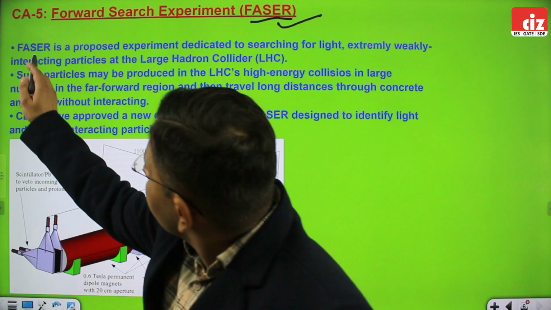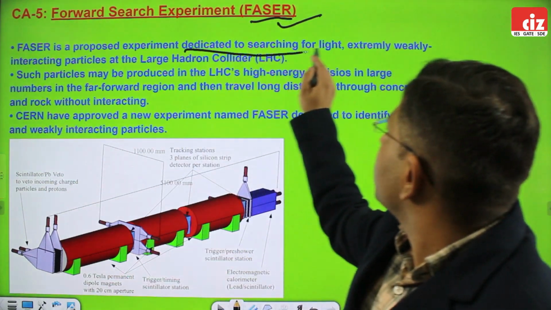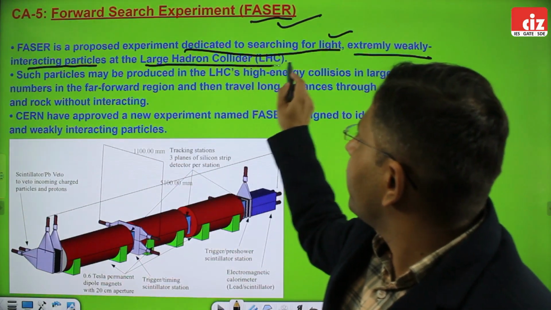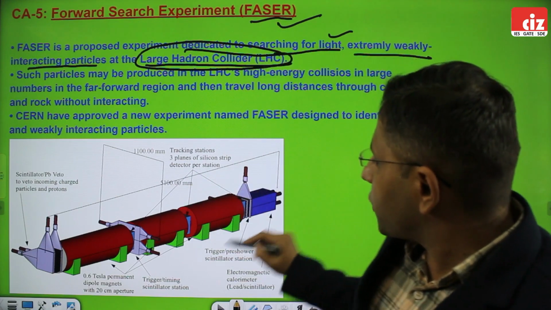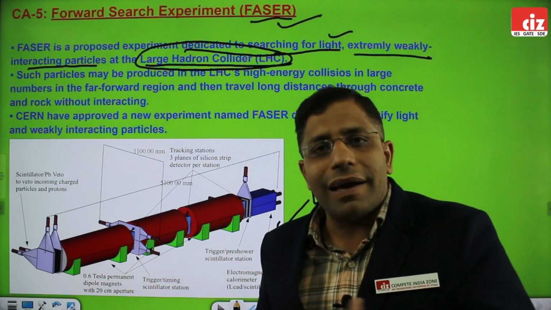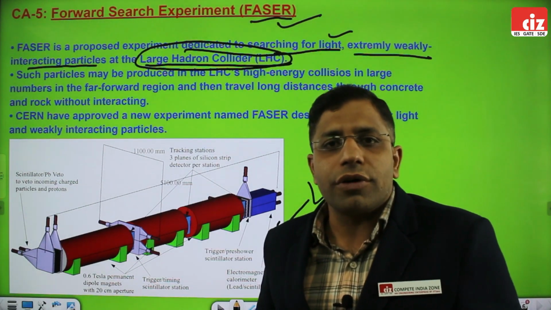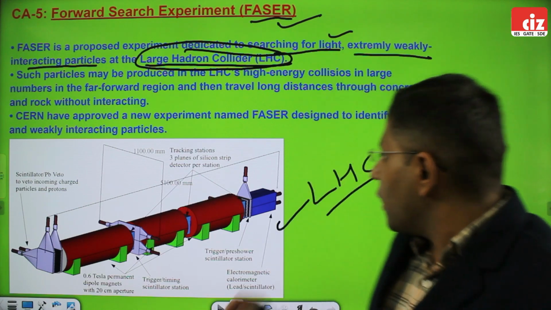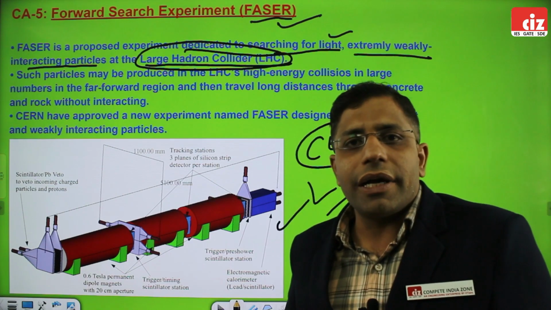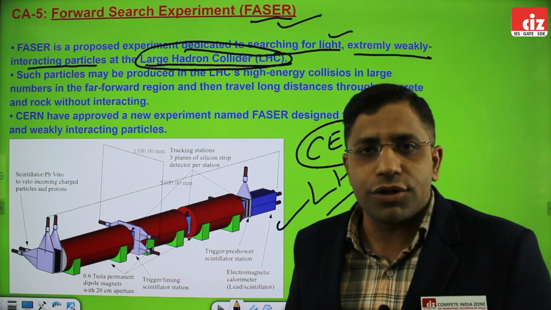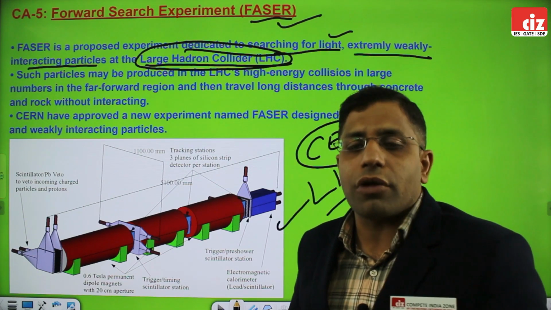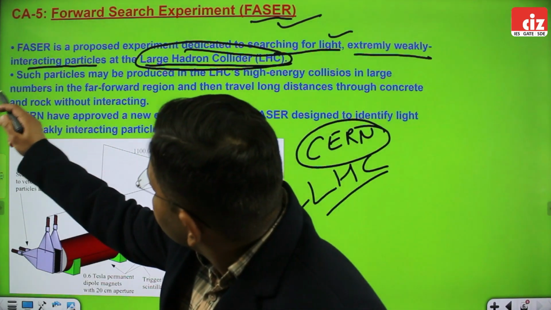FASER is a proposed experiment dedicated to searching for light, extremely weakly interacting particles at the Large Hadron Collider. Please understand this. This picture shows the Large Hadron Collider on the France and Switzerland border. For the last 2 decades, this LHC project has been executed by CERN. This is the European Organization for Nuclear Research, one of the largest and best scientific organizations working in this domain. So CERN is the responsible organization for the Large Hadron Collider project.